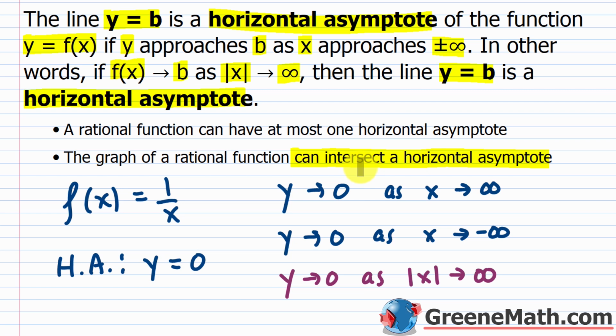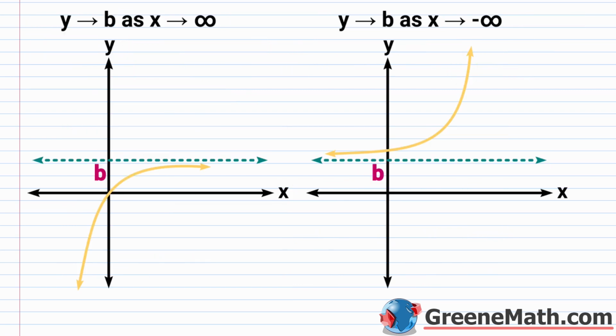But with a horizontal asymptote, we're not going to see that, because what we're thinking about is what happens to the y values as x gets really, really large, approaches positive infinity, or as x approaches negative infinity. So it's okay if it intersects the horizontal asymptote, as we'll see with some examples coming up. All right, so just to get a little visualization of what this could look like.